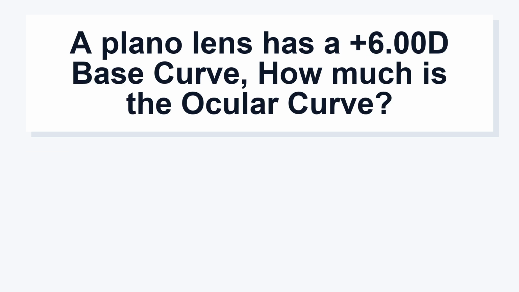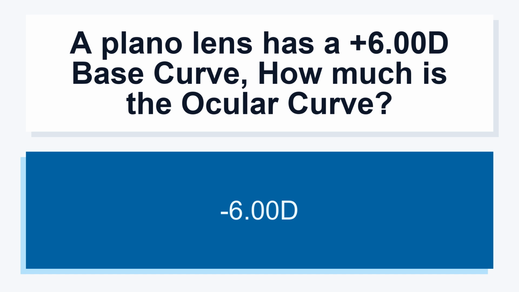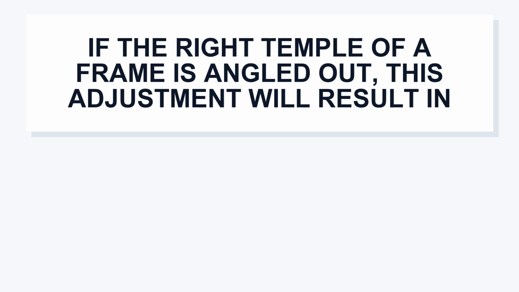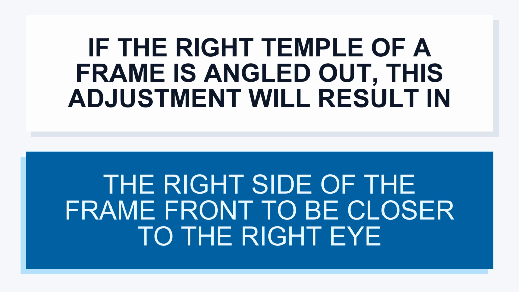A plano lens has a plus 6.00 D base curve. How much is the ocular curve? 6.00 D. If the right temple of a frame is angled out, this adjustment will result in the right side of the frame front to be closer to the right eye.